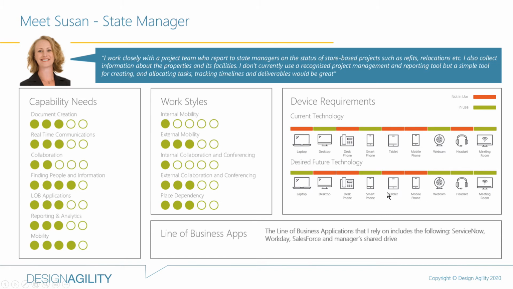So her desired future technology is to change this to where it looks like a laptop would be needed, especially if she's going to be having that external mobility. And it looks like the other thing she would like to add is a headset. So here we've identified laptop and a headset as 2 new pieces of technology that she would be needing.